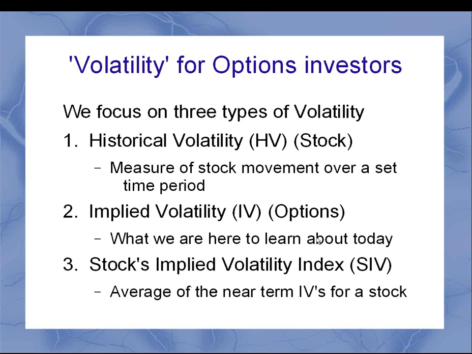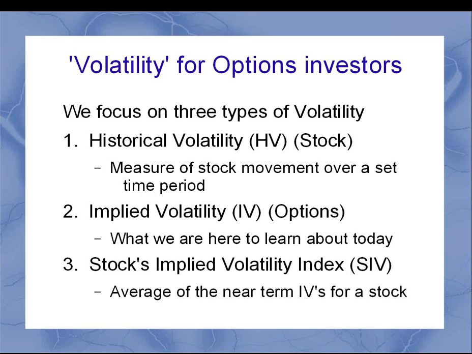As options traders, we focus on three types of volatility, three different volatility forms. Historical volatility, HV, is related to the stock. And historical volatility is the measure of the stock movement over a set period of time. It's looking backwards to say, where has the stock been moving? Is it a more volatile stock? Does it fluctuate more frequently? Or is it a more gradual stock? Does it not tend to fluctuate in price often?